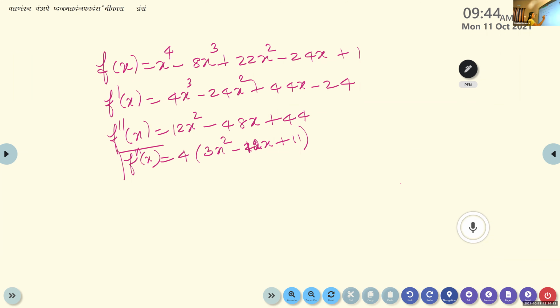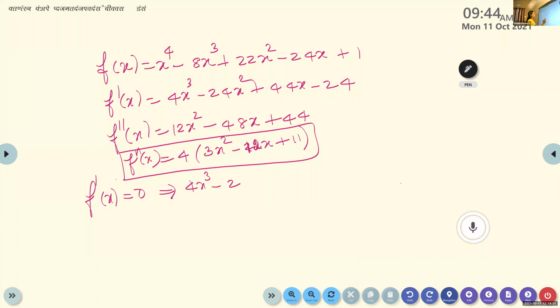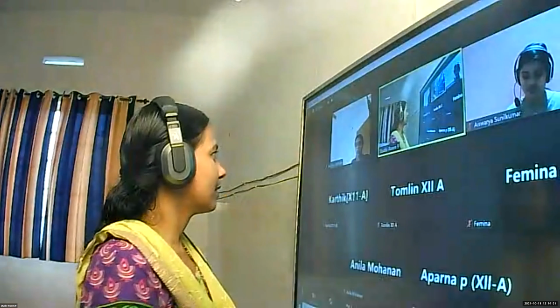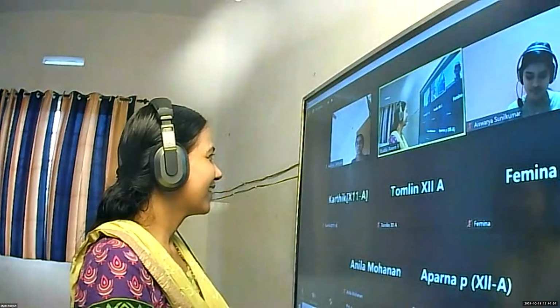So after finding f dash of x and f double dash of x, equate f dash of x to 0. When you equate f dash of x to 0, you will get 4x cube minus 24x square plus 44x minus 24 is 0. We can divide throughout by 4. When you divide it by 4, x cube minus 6x square plus 11x minus 6 is 0. So now here, it's a cubic polynomial. We have learned how to factorize a cubic polynomial in 9th standard.